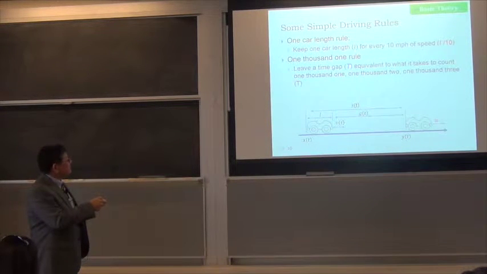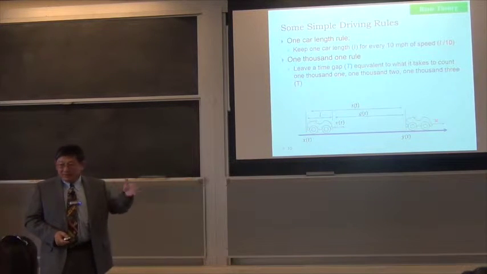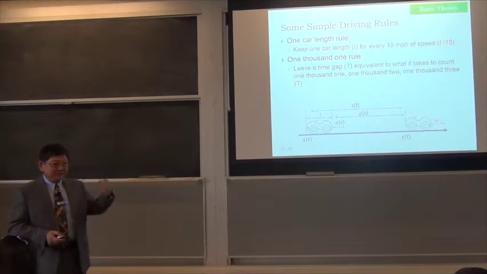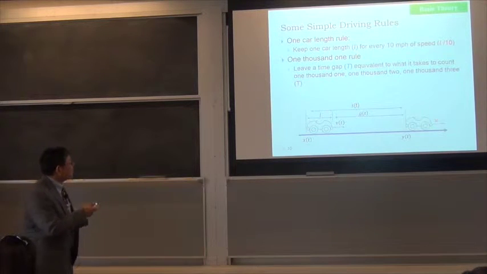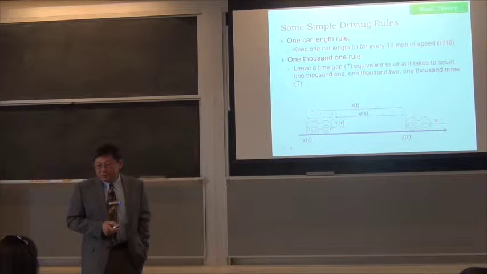In this case, it directly recommends you to keep that time, and the 1001, 1002, 1003, you count it and see how it does. So let's look at these rules and translate that into a mathematical model.